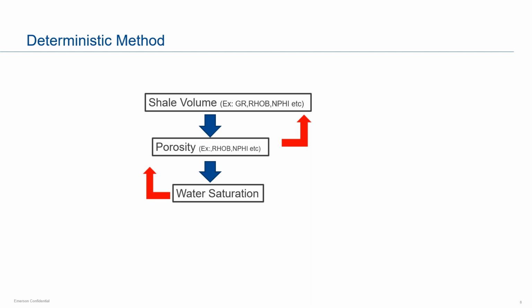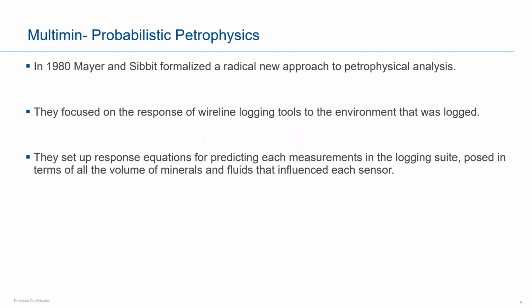So as you can see, there is a backward dependency on the variables. Also, it lacks the multidimensional interaction between various log measurements. There are some iterative deterministic methods available that use the multidimensional interaction, but they are not commonly used in the industry. In 1980, Mayer and Sibbit formalized a new approach to petrophysical analysis.